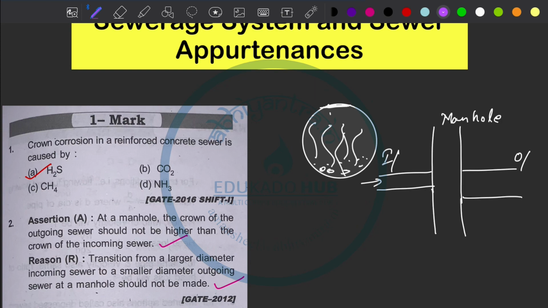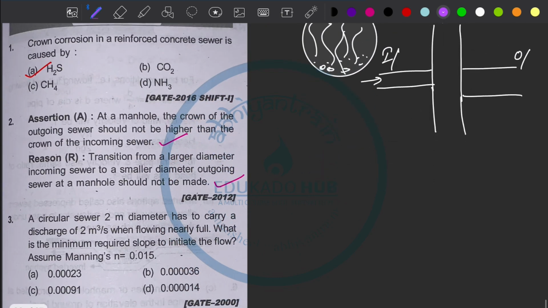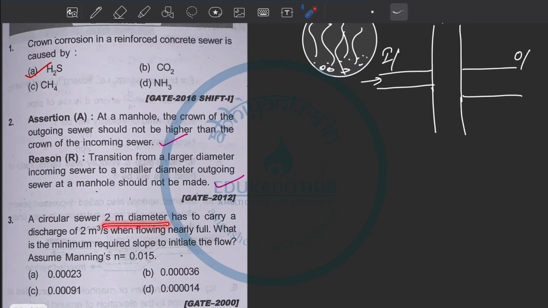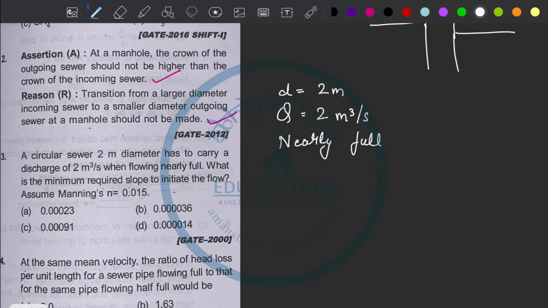Okay, let's move on. Next question: a circular sewer 2 meter diameter has to carry a discharge of 2 meter cube. Okay, let's write it. The dia of the sewer is 2 meter. The flow is 2 meter cube per second when flowing nearly full. They are talking about nearly full, or we can say full. The sewer is running full. Now, what is the minimum required slope to initiate the flow?